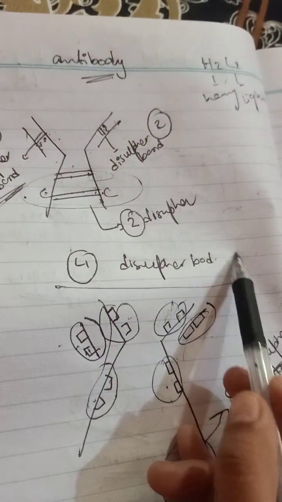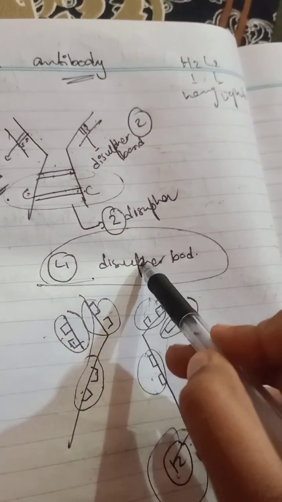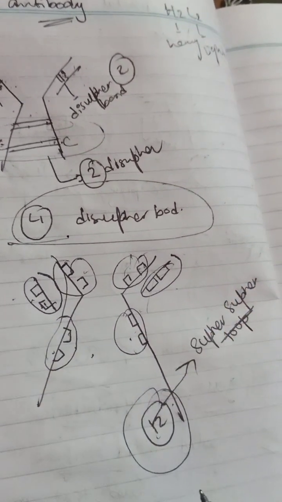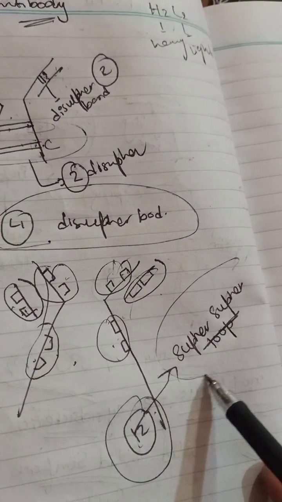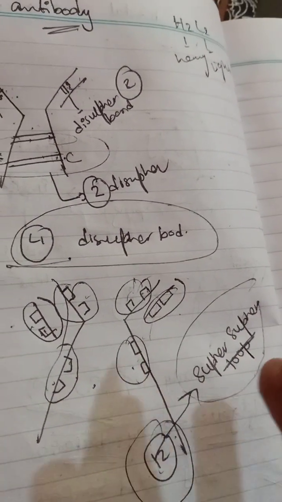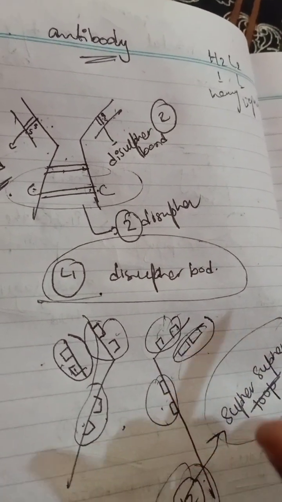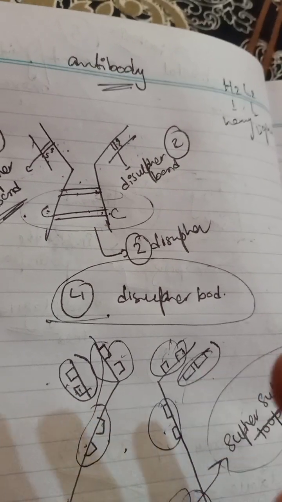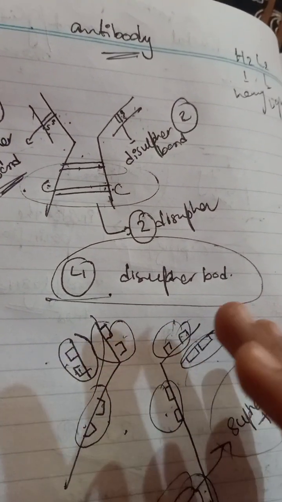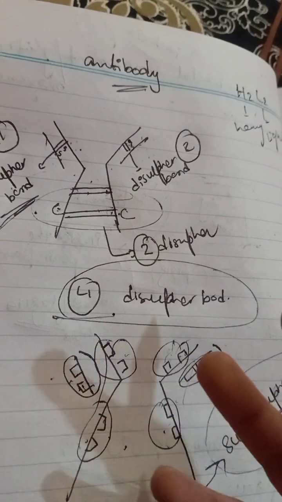So here we have the 4 disulfide bonds, and in the antibody structure we also have the 12 sulfur loops. Okay, so in the next video we will discuss the types of vaccine and the antibodies, the common antibodies.